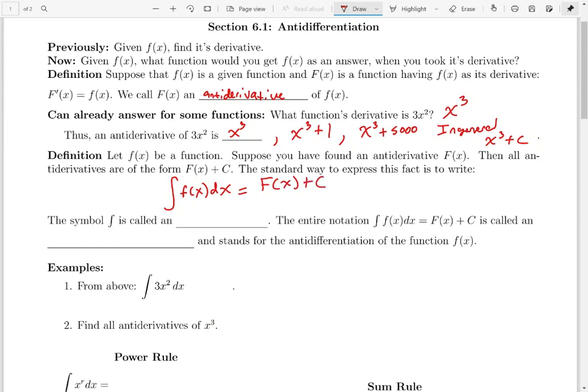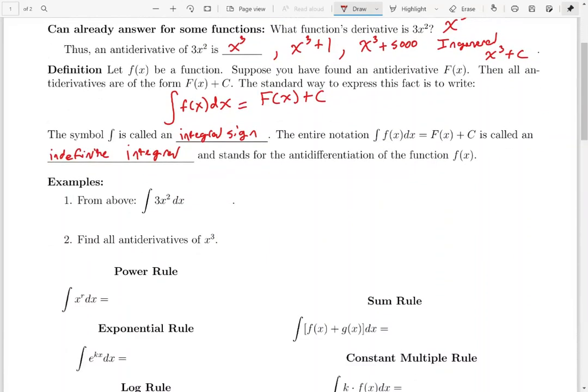Now, let's talk about notation. So technically this symbol is called an integral sign. And so the entire notation, the integral of f of x dx is equal to capital F of x plus c, is called an indefinite integral. And it stands specifically for the antidifferentiation of the function f of x. So, let's actually do some of these. From the above, the integral of 3x squared dx is specifically x cubed plus c. Alright, we found that to be true.